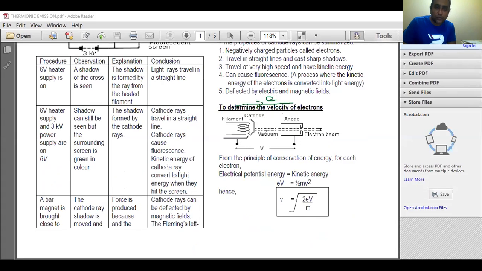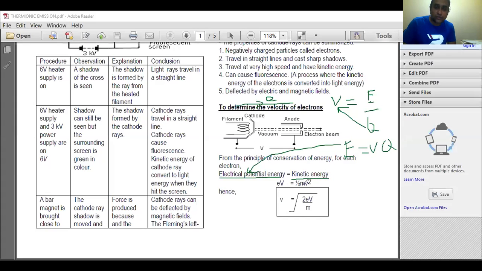when you apply voltage between cathode and anode, what happens? From the formula, voltage is energy over charge. If I cross multiply, I get energy equals voltage times charge. Now, this energy is your electric energy. So when you apply voltage between anode and cathode, there will be electric energy, and this electric energy is converted into kinetic energy. So that's why the electron is able to move.